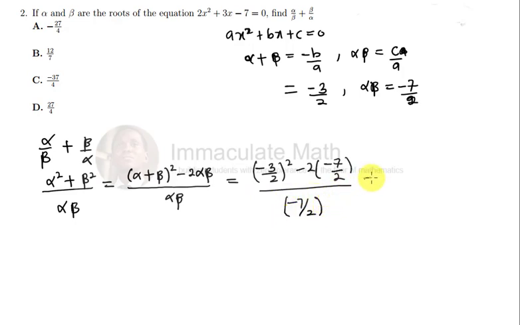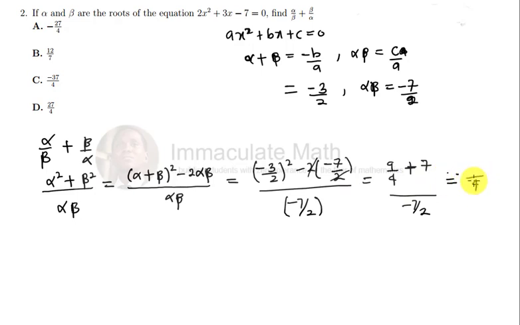So that means I'm going to have 9 over 4, minus what? This should be plus, of course, the negatives cancel. That means I'm going to have plus 7, all divided by minus 7 over 2. I can just continue to simplify this. What's the LCM of the numerator here?